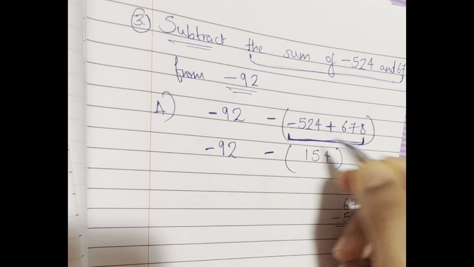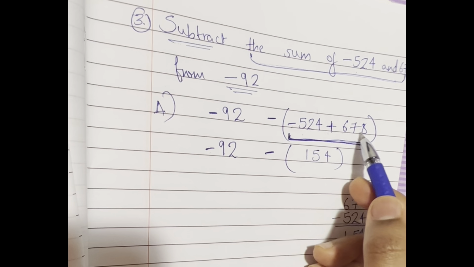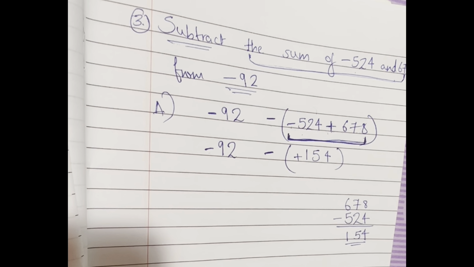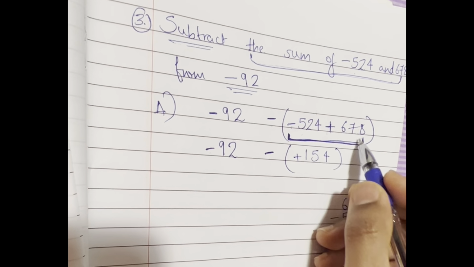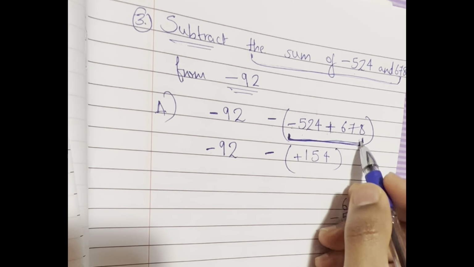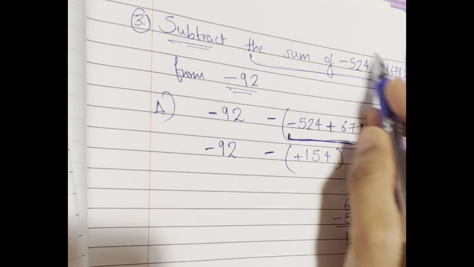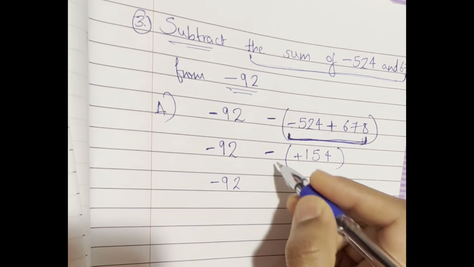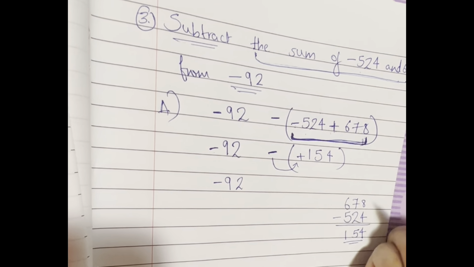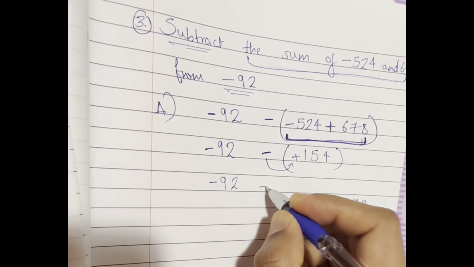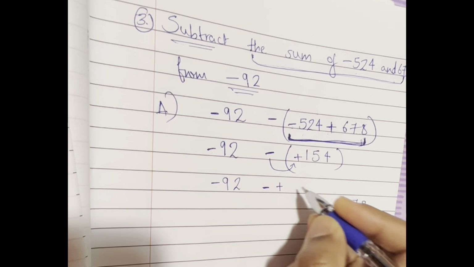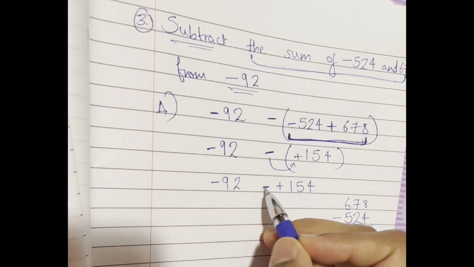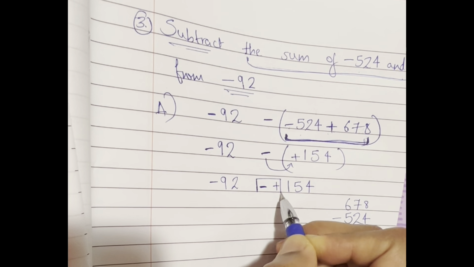It's not over. Subtraction we did. We have to see which is the bigger number. 678. What is its sign? Plus. Now after simplifying the expression inside the bracket, we can write minus 92 as such, and then take the minus sign inside the bracket and open the bracket. So how will it become? Minus plus 154. Bracket is removed. Now you see minus and plus are coming together.